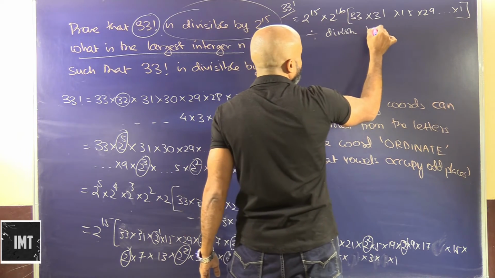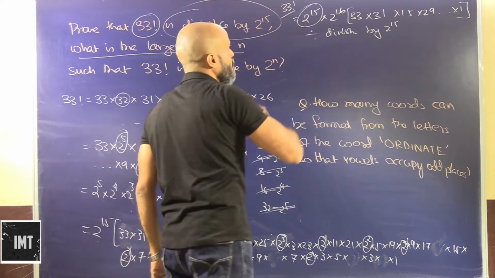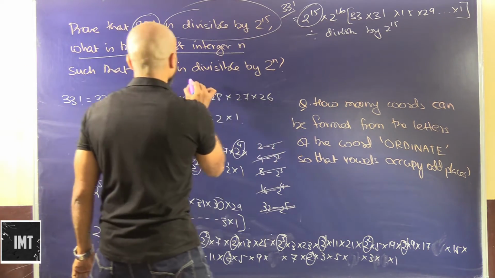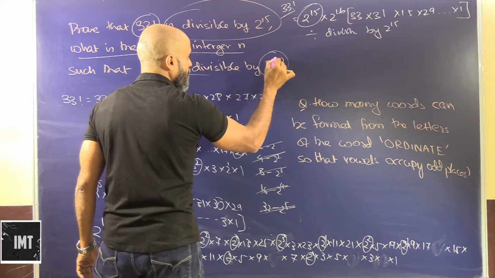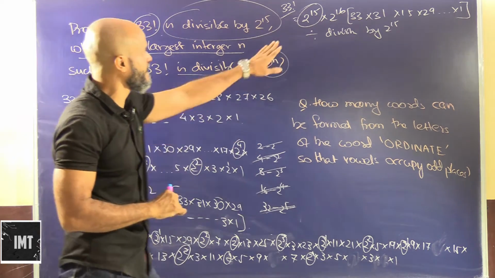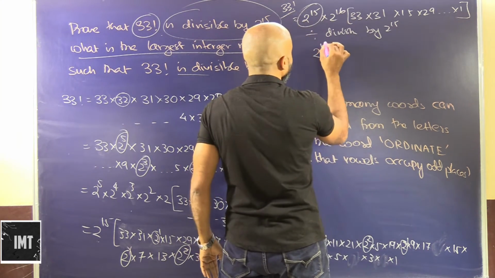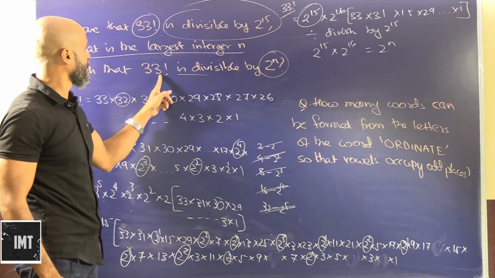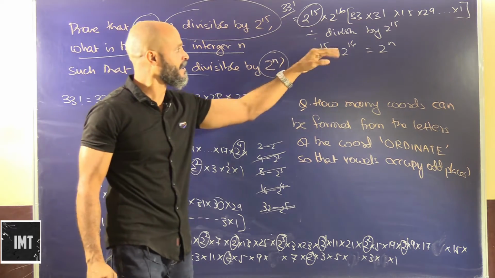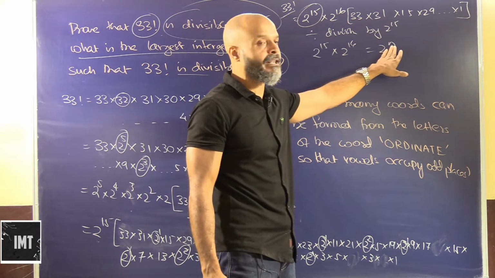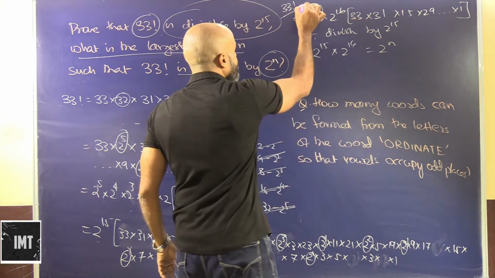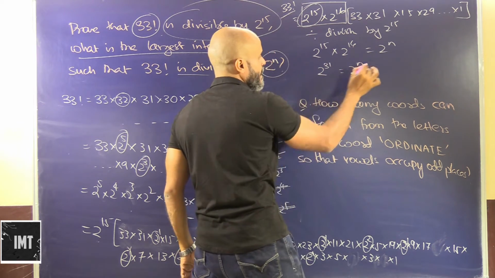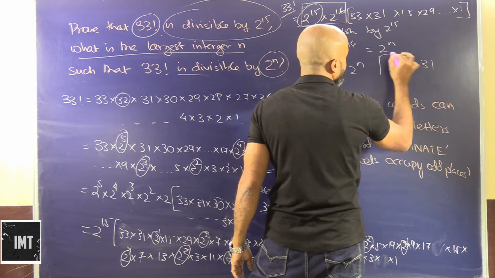So this is divisible by 2 to the power of 15, as we can see. 2 to the power of 15 is a factor, so this will be divisible by 2 to the power of 15. Now we have to check for the largest number n such that 2 to the power of n is divisible. So we can see here that 2 to the power of 15 into 2 to the power of 16 will be equal to 2 to the power of n, such that factorial 33 is divisible by 2 to the power of n. So what will be the highest number n such that it is divisible? Now we can see that if we pull out all the 2's out here, we get 2 to the power of 31 is equal to 2 to the power of n. So therefore n is equal to 31.